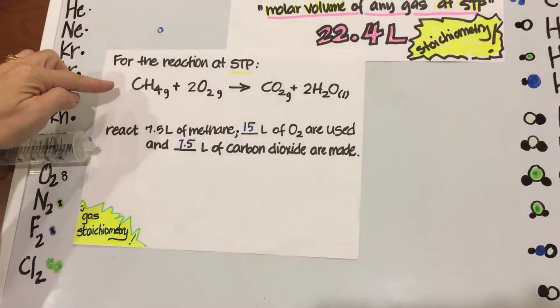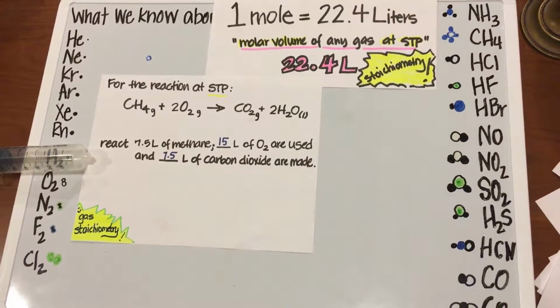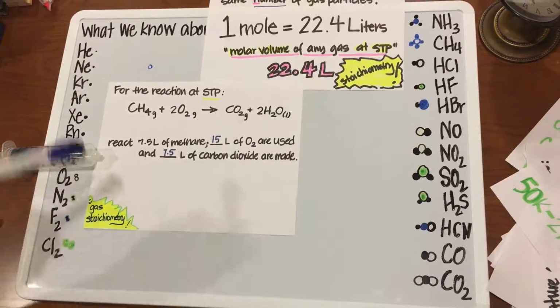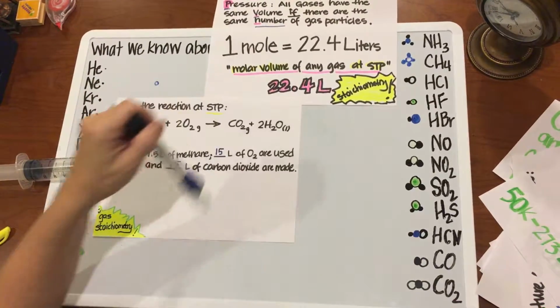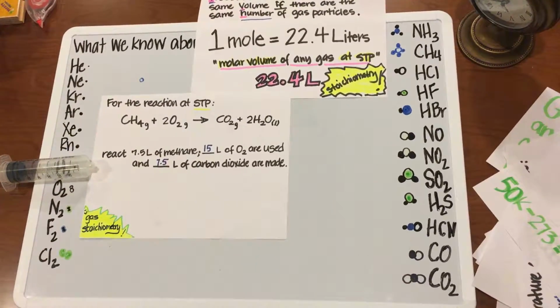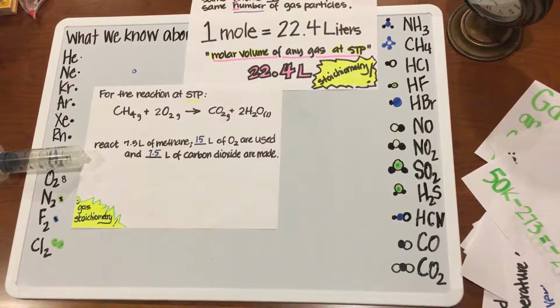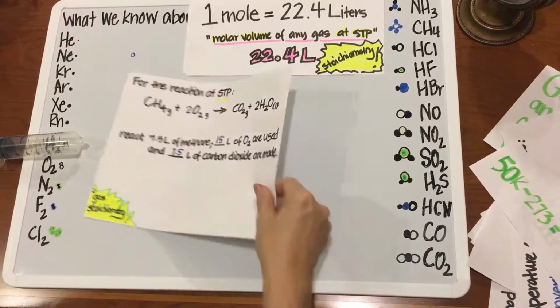We didn't have to go through moles. We didn't have to use the 22.4 liter conversion factor. When we use gases, the coefficients in the balanced reaction also can be used as moles. Pretty cool, huh? Let's try another one.